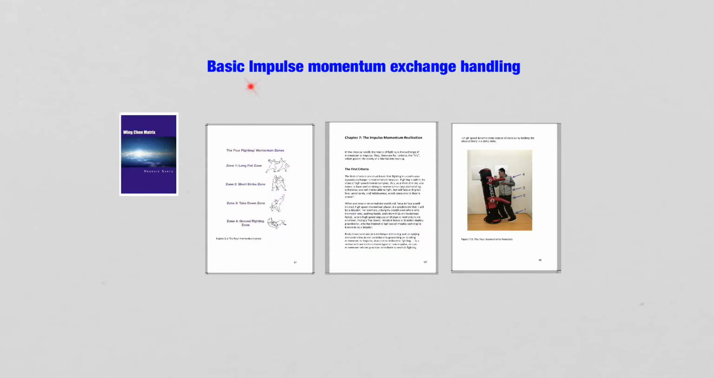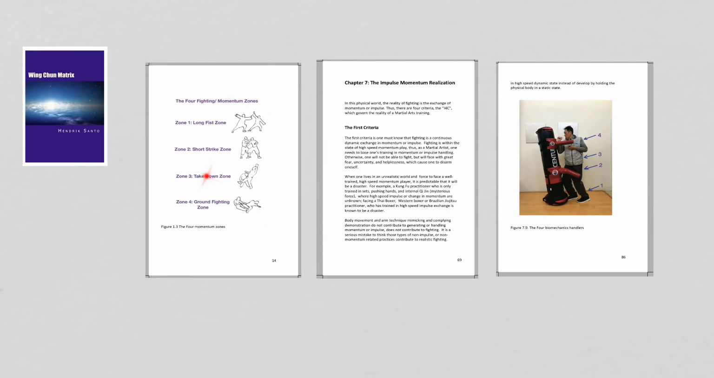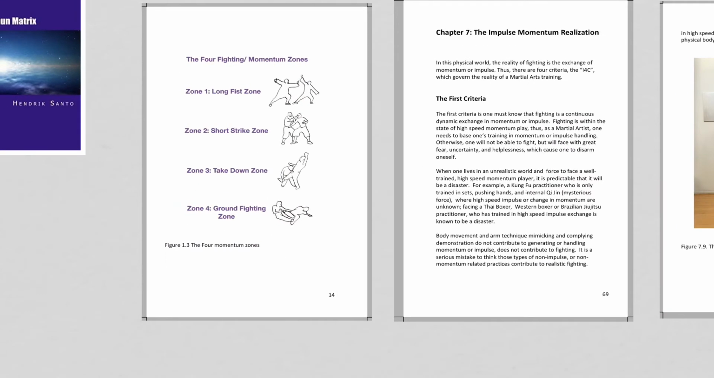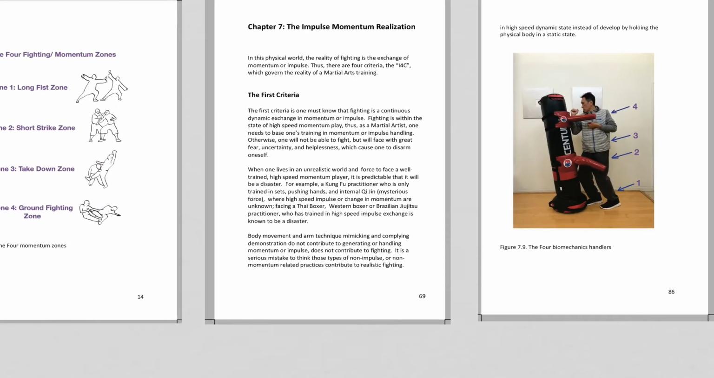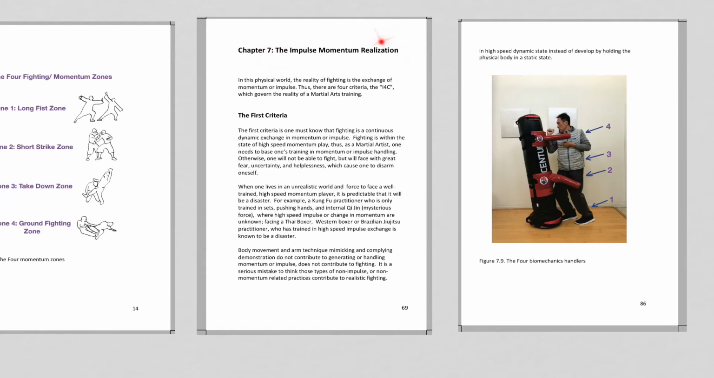Now, in terms of basic impulse momentum exchange handling, as in my book Wing Chun Matrix, you know that there are 4 types of fighting or momentum zone. You need to handle this. Otherwise, it is trouble, because one doesn't even see what will come at us. And then one needs to know how to realize the impulse momentum.